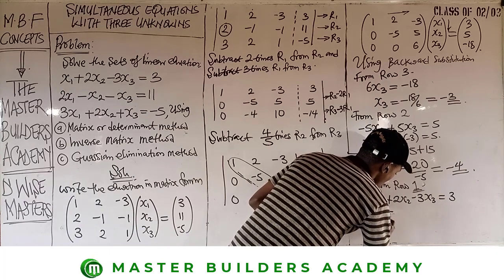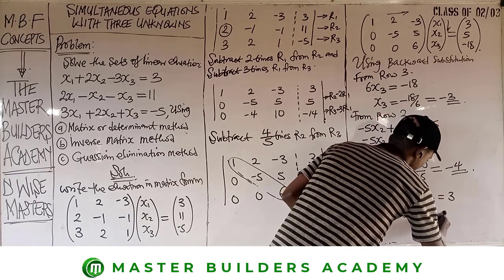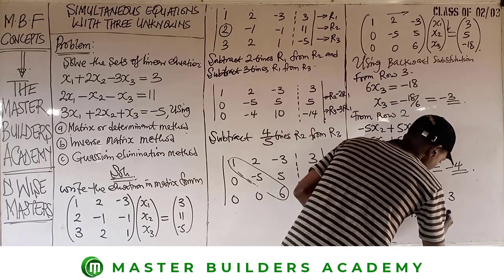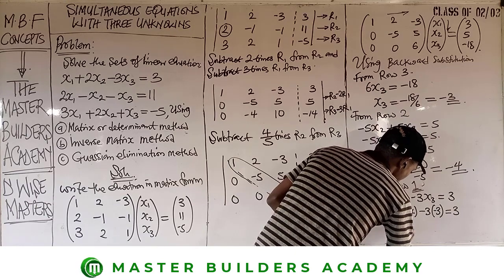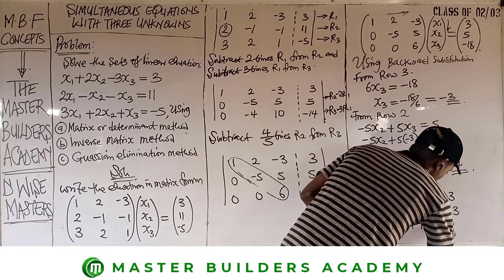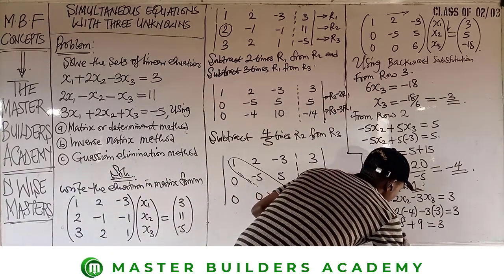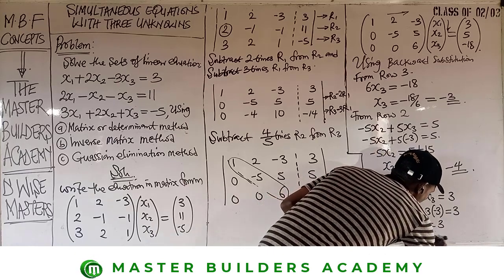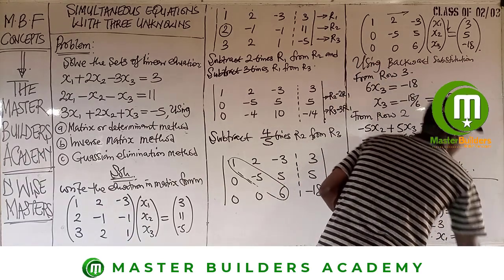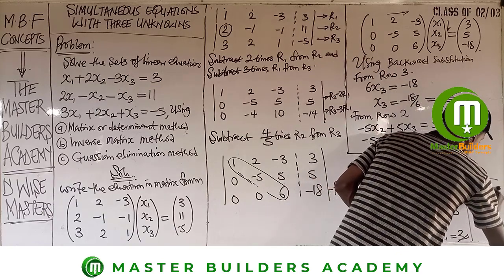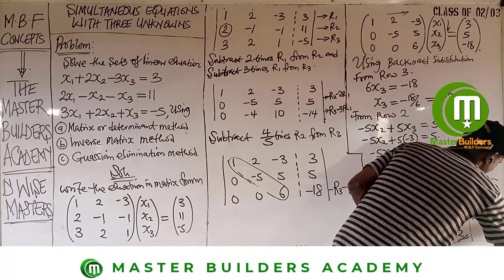x1 plus 2 times x2, as you can see, is minus 4, minus 3 into the value for this other one, again minus 3, equal to 3. So x1 minus 8 plus 9 is equal to 3. Minus 8 plus 9 would have given us plus 1. So we have x1 is equal to 3 minus 1. Therefore, x1 is equal to 2. That's it. Hence, guys, our final answer becomes x1 is equal to 2, x2 is equal to minus 4, then x3 is equal to minus 3.